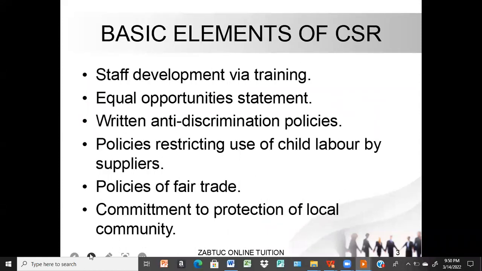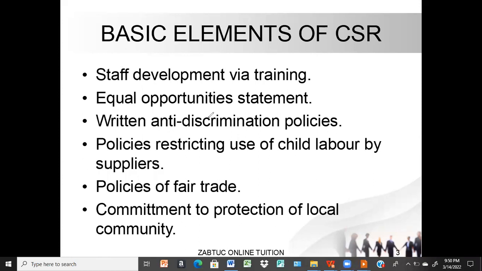Now, here is our exam. The exam has been, what are some of the basic elements of a corporate social responsibility program? If as an organization, you're going to adopt a corporate social responsibility strategy, what are some of the things that we must deal with? The things that we must deal with include the following.